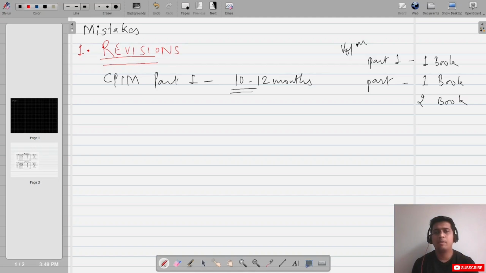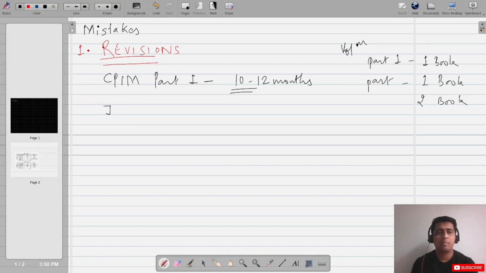Some may do it probably in 5-6 months as well. I took roughly 8 months, but on an average it takes 10 to 12 months for a very new student who doesn't have much background of supply chain. 10 to 12 months to prepare for part 1.